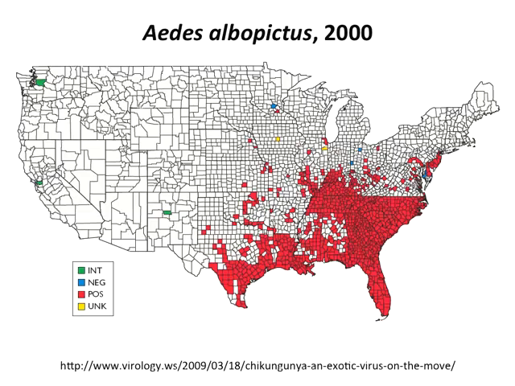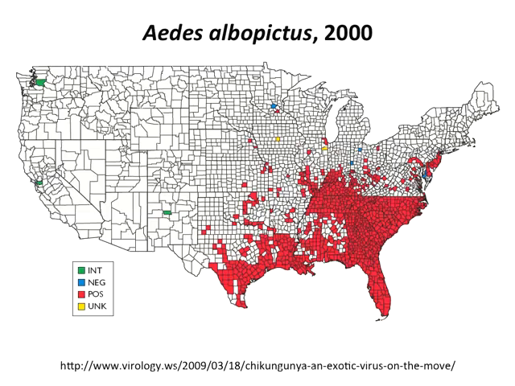One of the vectors for chikungunya is now another mosquito, the Asian tiger mosquito, Aedes albopictus. This is the distribution of this mosquito in the U.S. in the year 2000, so it's continuing to spread westward. We still don't have chikungunya virus in the U.S., but the virus has adapted to be able to grow in this mosquito in other places.